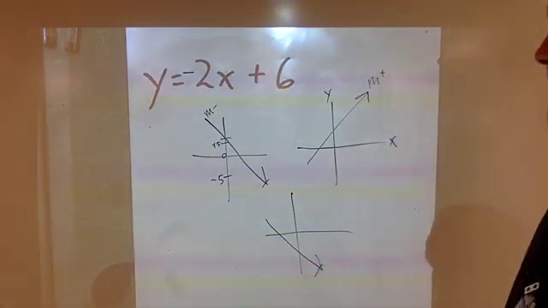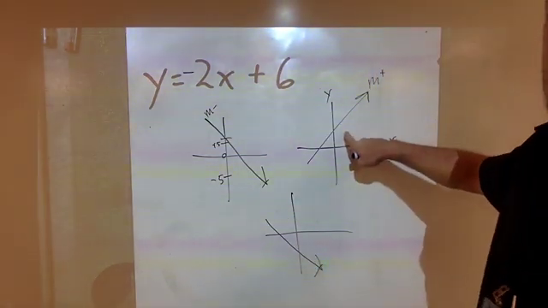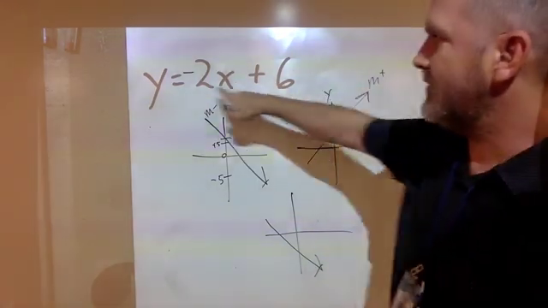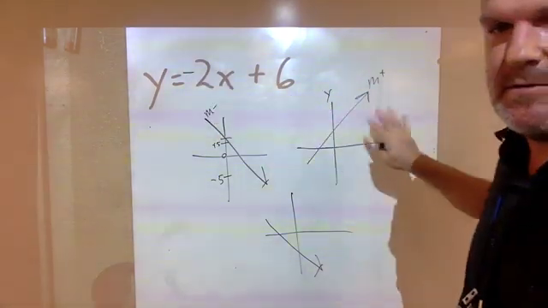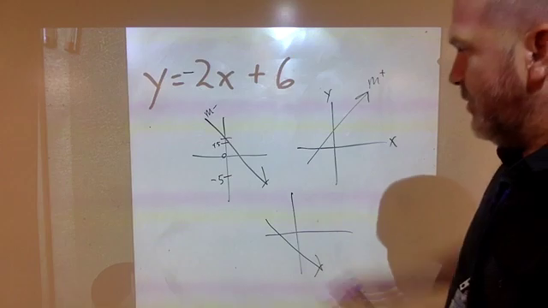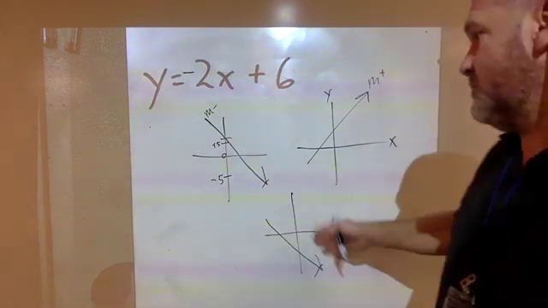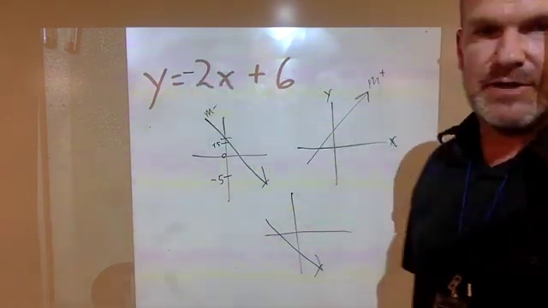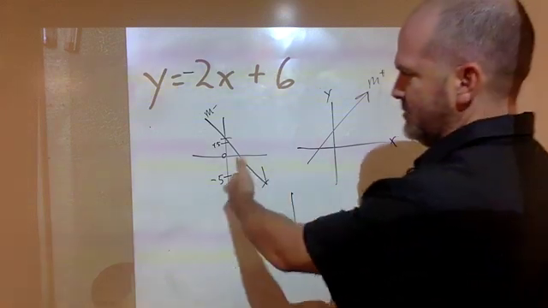So now you can still eliminate this one because this line's going up and we have a negative slope. So it's definitely not that one. But both these lines are going down, so it could be either one of those because they're both negative slopes. So we've got it narrowed down to two choices.